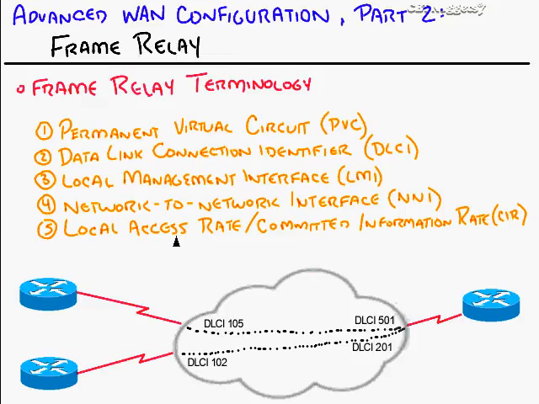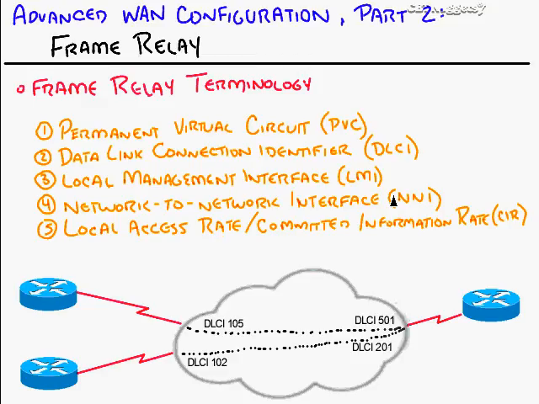Finally, the big one that affects how much you pay: local access rate and committed information rate. The local access rate is the physical connection speed. When you sign up for a frame relay connection, someone's going to physically drive out to your location, physically plug in a box, and they will say that interface on that box can only handle 1.544 megabits per second. Maybe it's a maximum physical rate of T1.